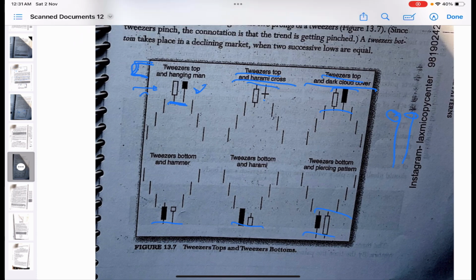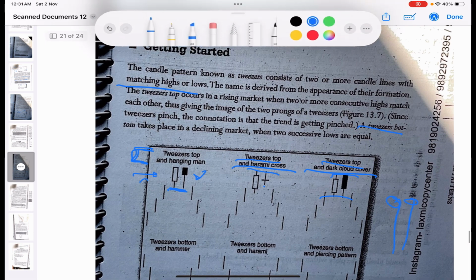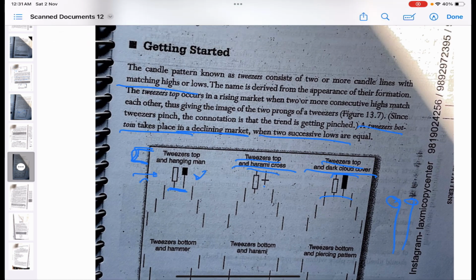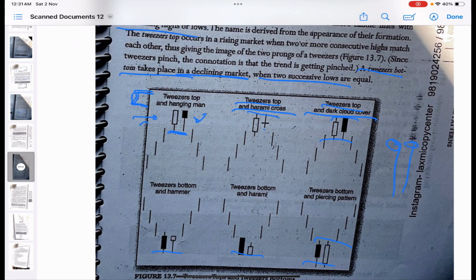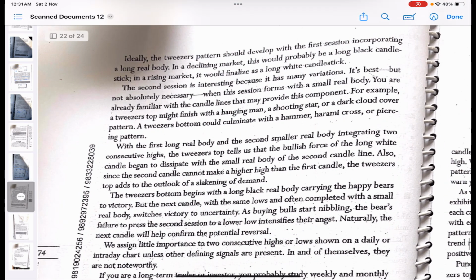Same. So a tweezer bottom takes place in a declining market when two successive lows are equal. When lows are equal, it's a tweezer bottom. When highs are equal, it's a tweezer top.